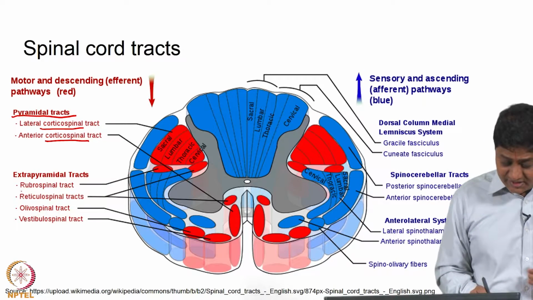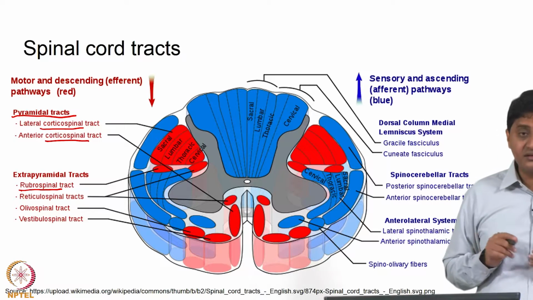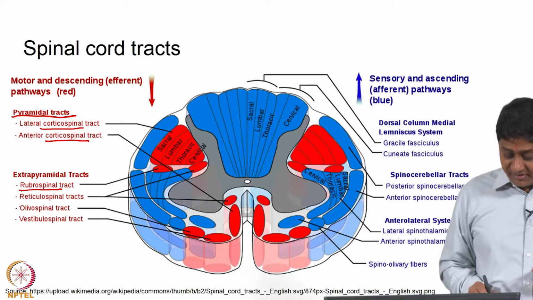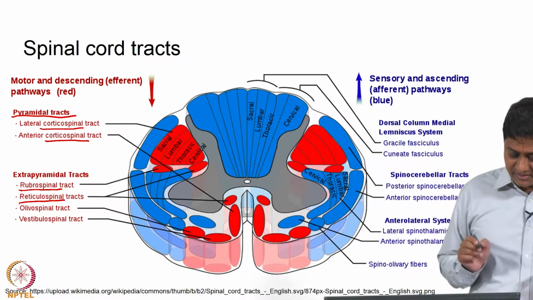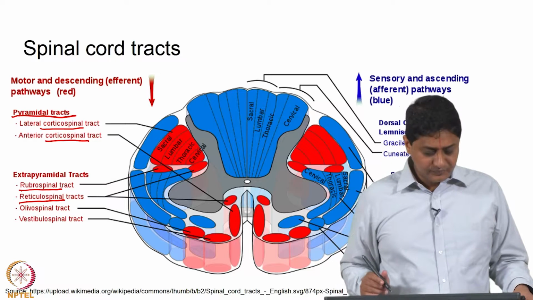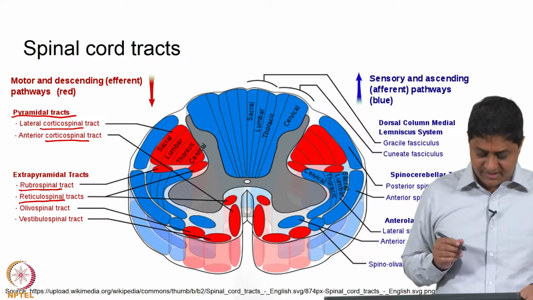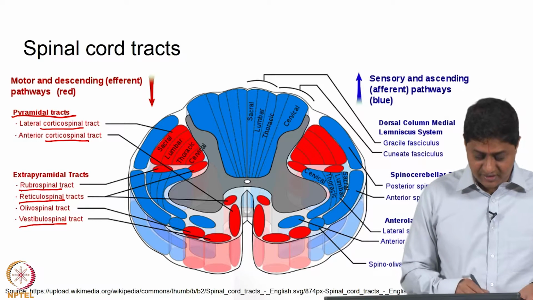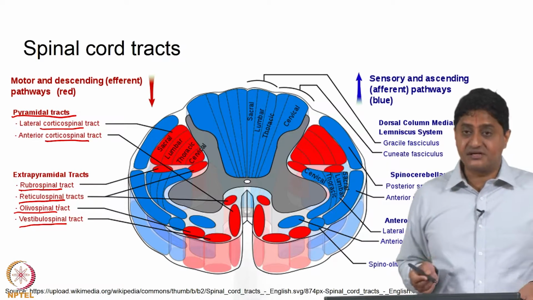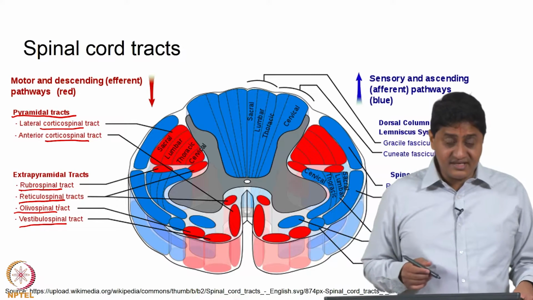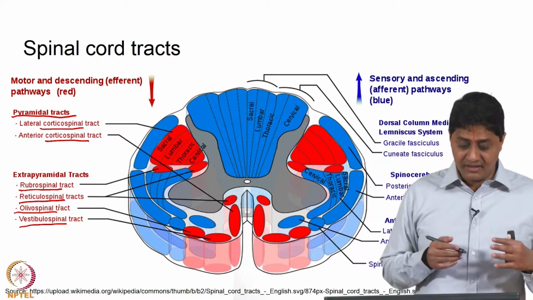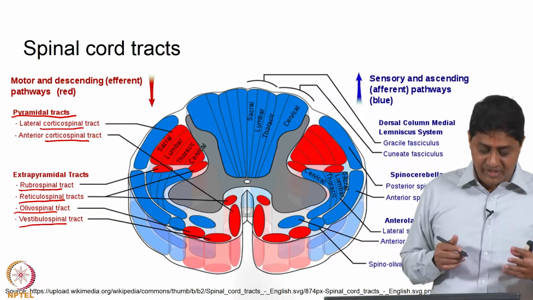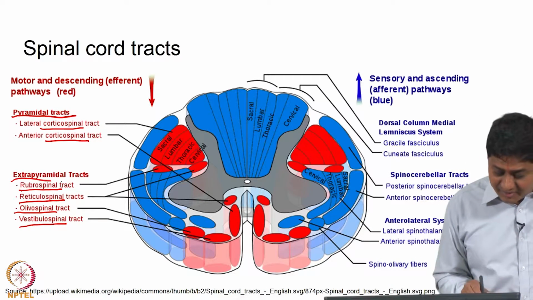If it arises from, say, the red nucleus, it is called the rubrospinal tract. If it arises from the reticular formation, it is called a reticulospinal tract. If it arises from the vestibular nucleus, it is called a vestibulospinal tract. If it arises from the olives, it is called the olivospinal tract. These are outside the cortical systems, or these are not necessarily pyramidal. That is the reason they are called extrapyramidal tracts.